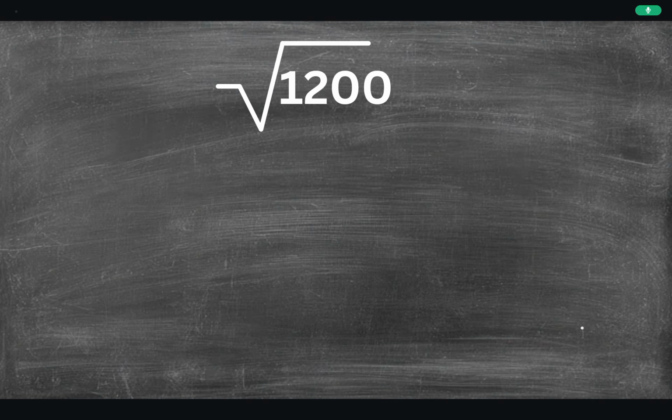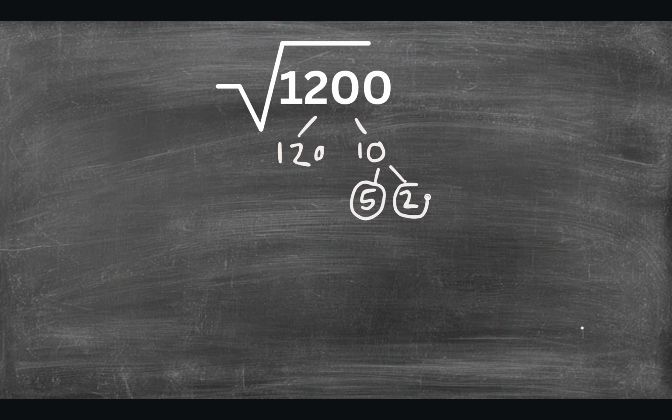How do we simplify square root 1200? Well, let's begin with a factor tree because that will help us find all the prime numbers multiplied together that equal 1200. So we can begin with 120 times 10, and let's move over to the 10. 5 times 2 is 10, and they are both prime.